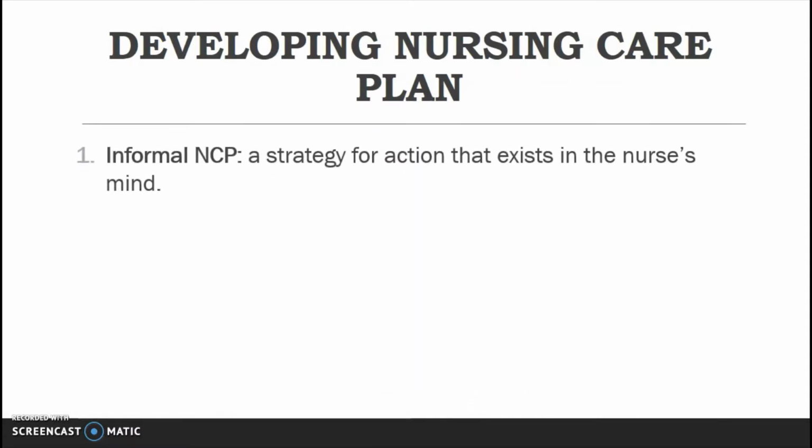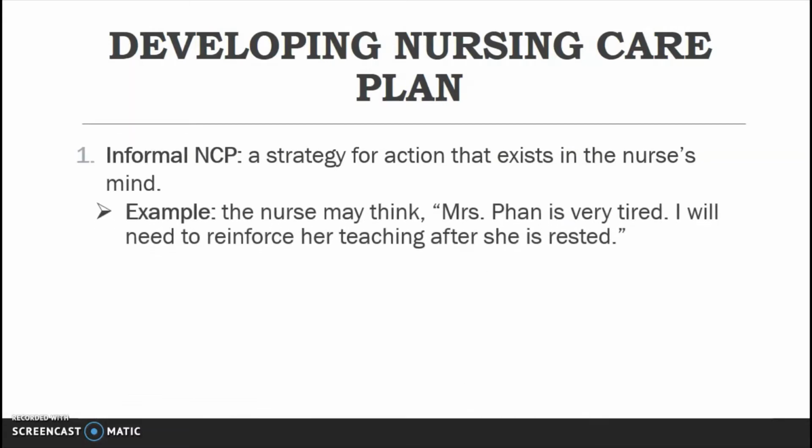Now, nursing care plan can either be an informal or a formal nursing care plan. So number one, informal nursing care plan is a strategy for action that exists in the nurse's mind. It means to say that it's not in black and white. Hindi po natin siya isinusulat or nire-record. Okay, it only exists in our mind. Like for example here, the nurse may think, Mrs. Fan is very tired. I will need to reinforce her teaching after she is rested. Or for example, Mrs. Fan is febrile at the moment, or hyperthermic. So I want her temperature to go down to the normal level within 3 hours, or within 30 minutes after management. But if it's only present in your mind, we will consider that as an informal nursing care plan.